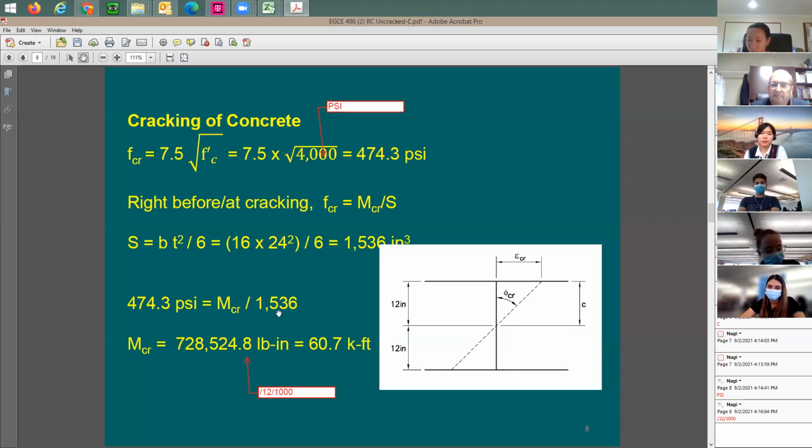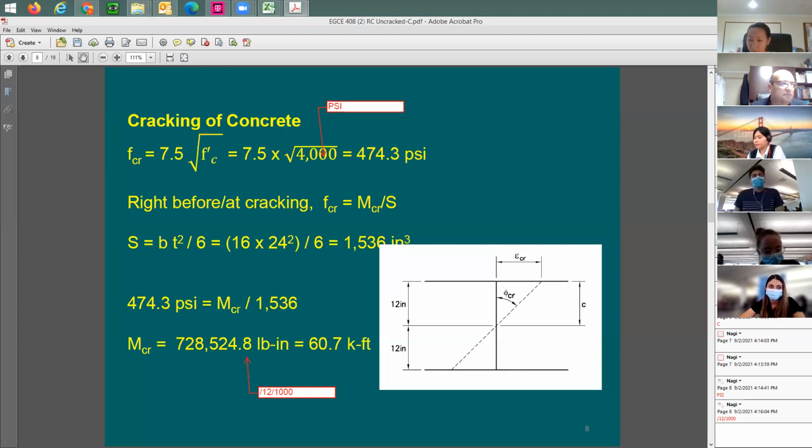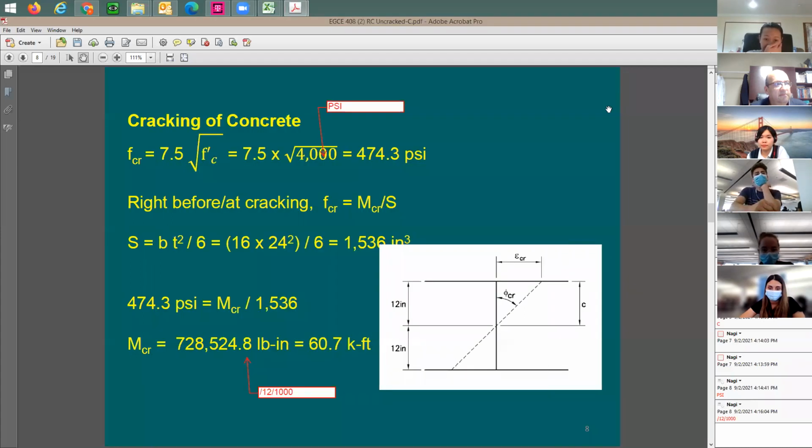Okay, let me see here the homework that I assigned for you guys and how different it's going to be from this. Did you guys see the homework already? Here's the beam. Same beam size.